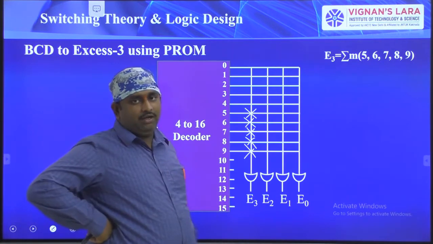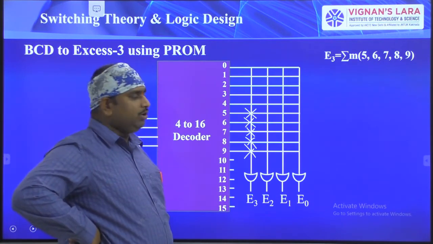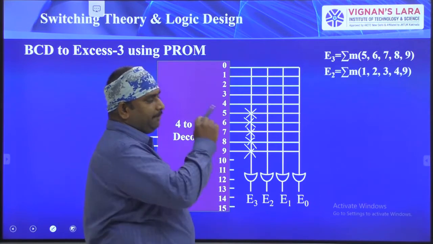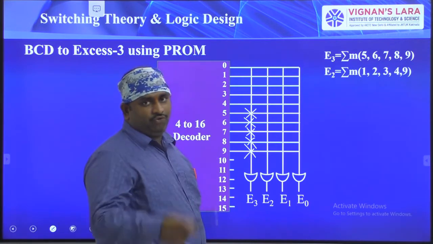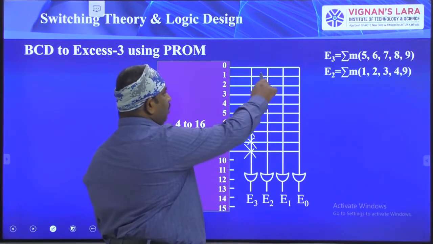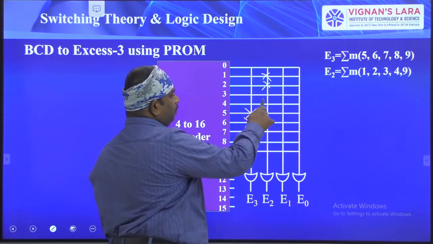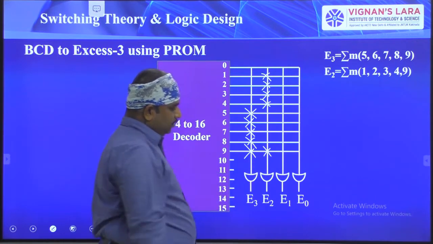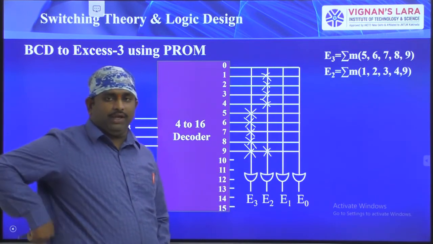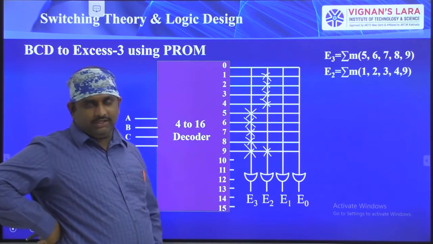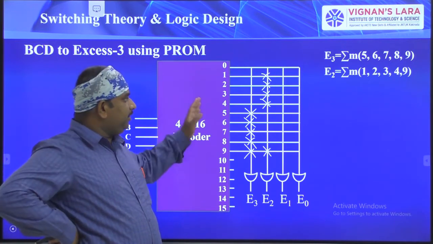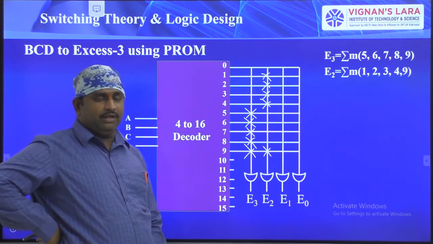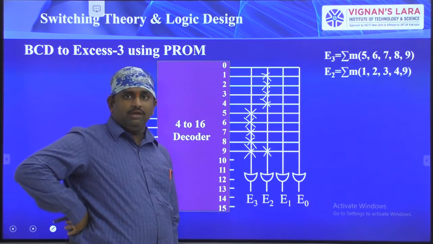Next, I need E2. For implementing E2, I require 1, 2, 3, 4, 9. For E2 you have to take the decoder outputs, that is the minterm values. That minterms I am taking in this way.